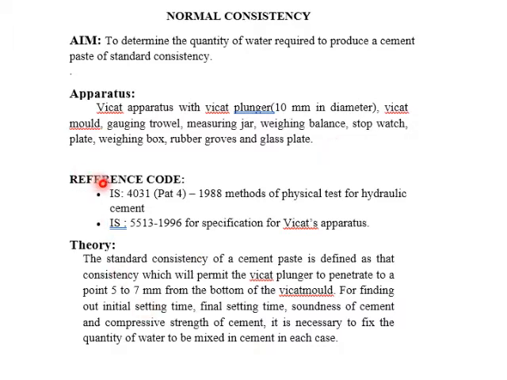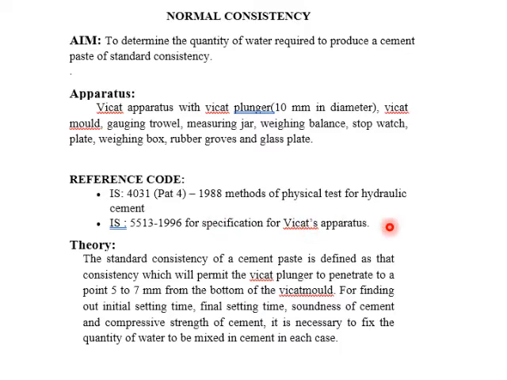This is a reference code, as we discussed in the earlier classes. Whatever the experiment, whether a physical test or a chemical composition test, everything, its procedure, standard limits and precautions, has been given in the Indian Standard Code. You can refer to this code for this particular experiment, that is IS 4031 Part 4, methods for physical tests of hydraulic cement. And for the Vicat apparatus, you can check IS 5513-1996, which gives the specification and dimensions of the Vicat apparatus.